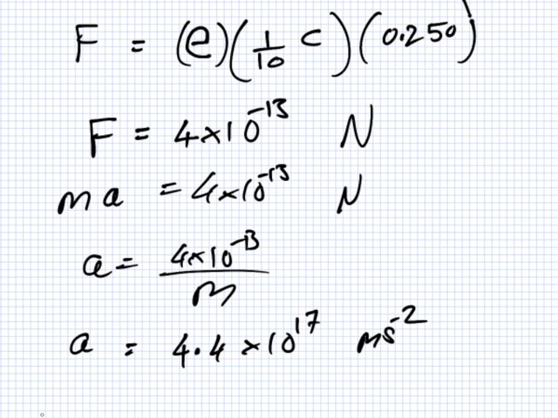Now that value is too big, and what I mean by too big is the acceleration will very, very quickly decrease from this. So the acceleration is not constant, and it won't be as big as this. The reason it's so big is because the mass of the electron is so small.